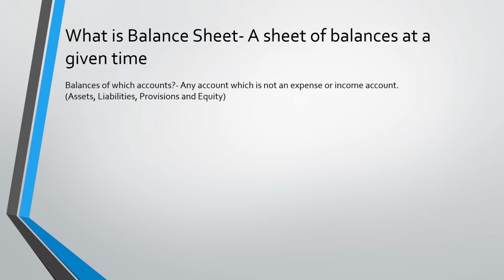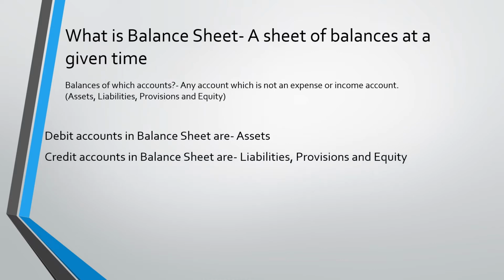Now, which accounts do we list in the balance sheet? Any account which is not an expense or income. A very simple answer, because income and expenses belong to profit and loss account. The accounts which are listed in balance sheet are mainly classified into four categories: assets, liabilities, provisions, and equity. Debit accounts in the balance sheet are assets, and they appear on the left side of the balance sheet. On the right side, credit accounts in the balance sheet are liabilities, provisions, and equity.